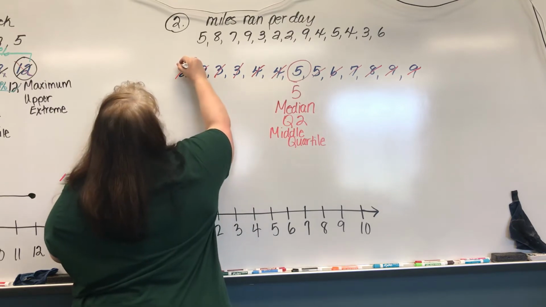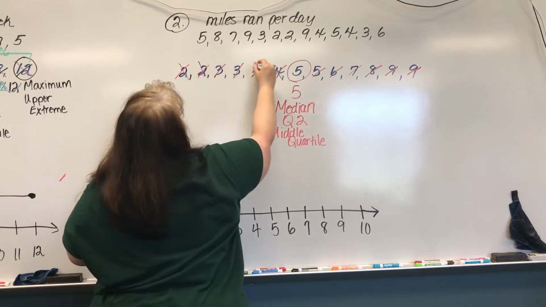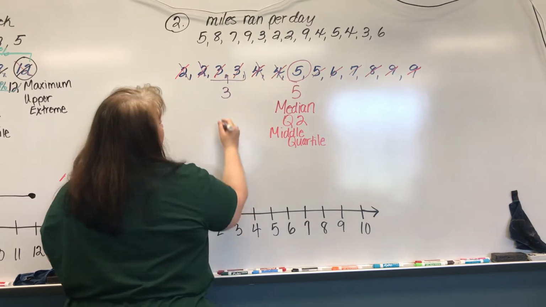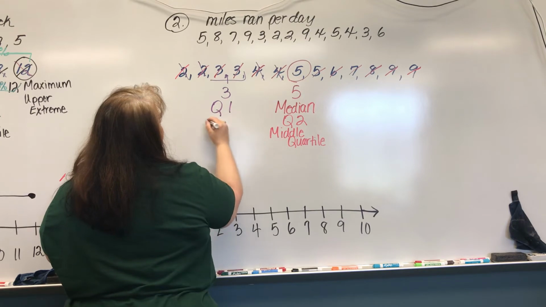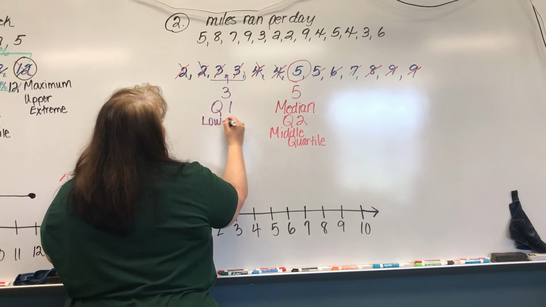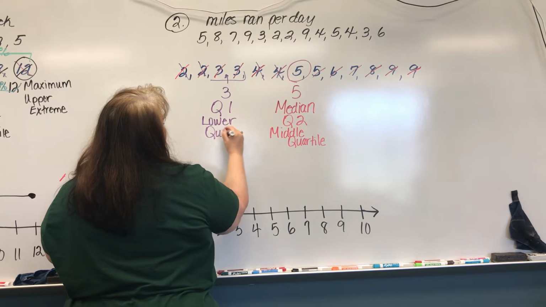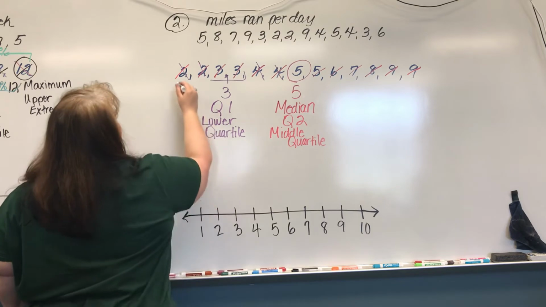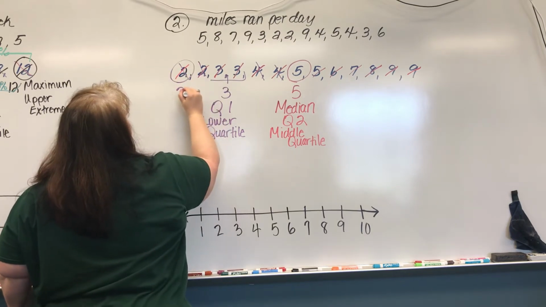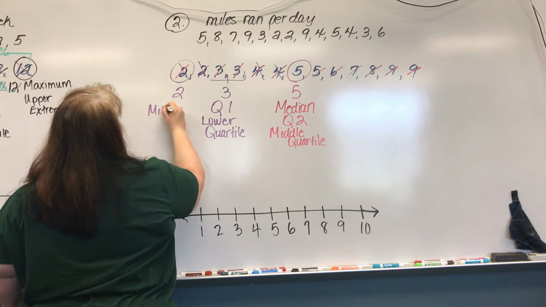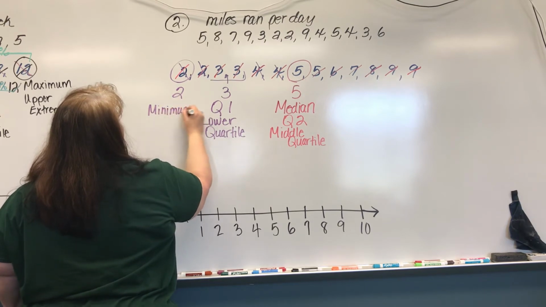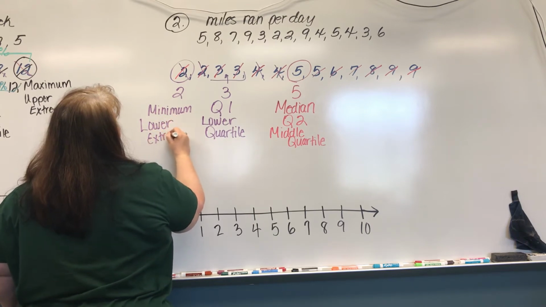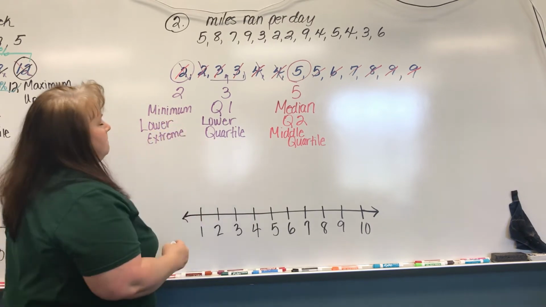All right, so crossing out, and I have 2 that are the same, so I have 3. 3 is my quartile 1, which is the lower quartile. And then we want to identify that 2 is our minimum, or the lower extreme.